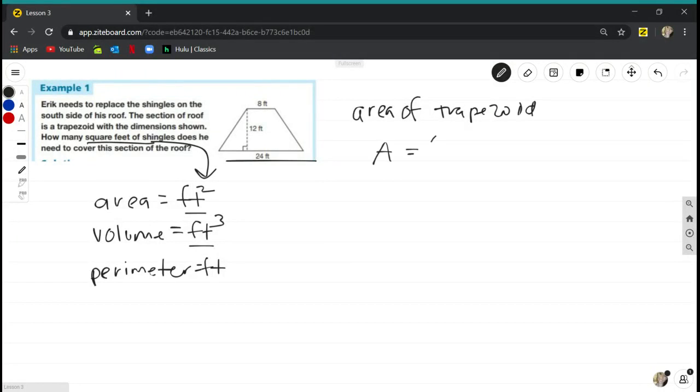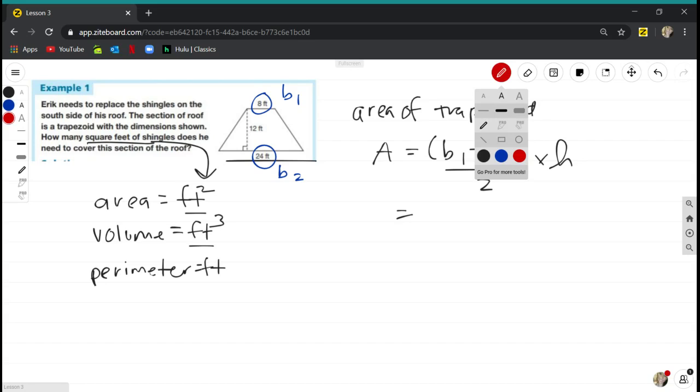Remember our formula was B1 plus B2 over 2 times the height. Okay, so I'm going to label this a different color. So this is B1, this is B2, and this is the height, right? Because that's how tall it is.